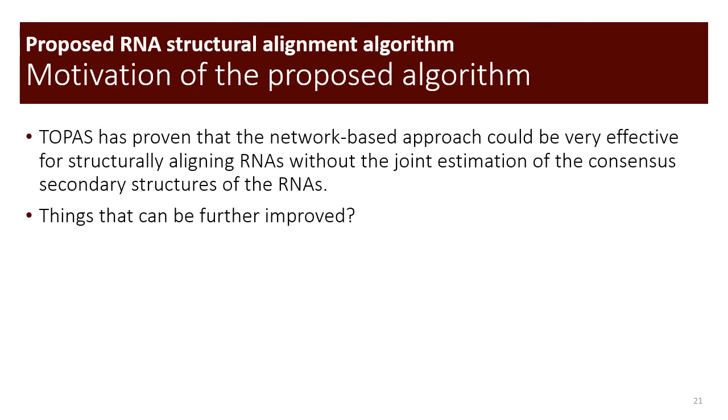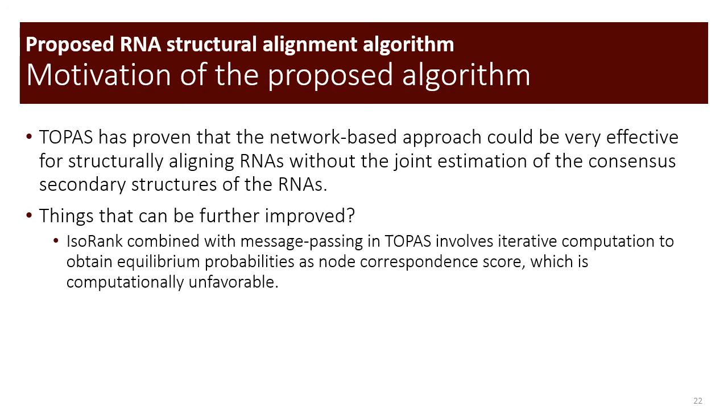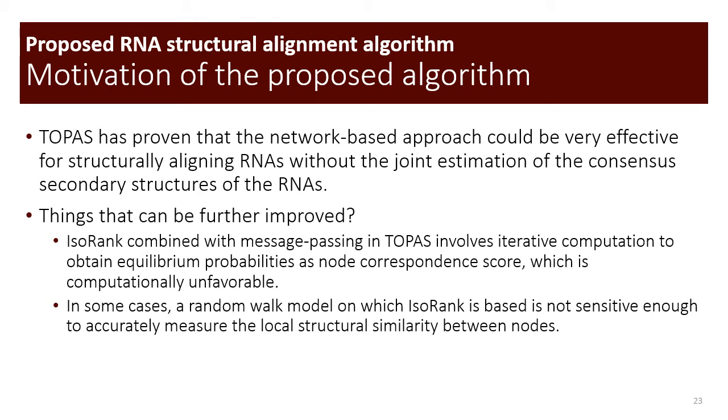We noticed that although Topaz is very effective, there might be things that can be further improved. First, isorank combined with message passing involves iterative computation to obtain equilibrium probabilities as node correspondence score, which is computationally unfavorable. Second, in some cases, a random walk model on which isorank is based is not sensitive enough to accurately measure the local structural similarity score between nodes.